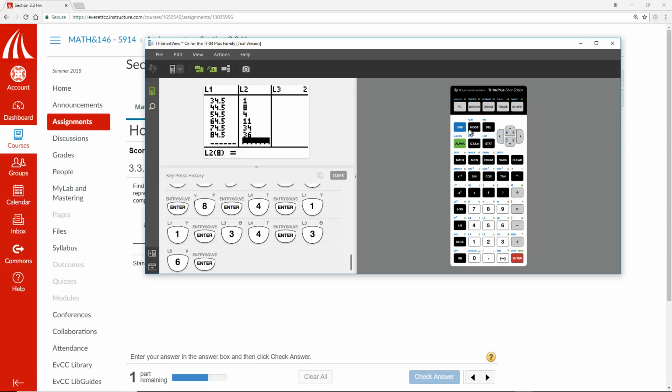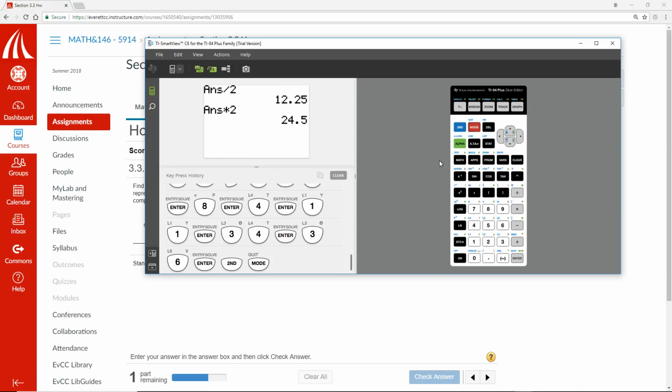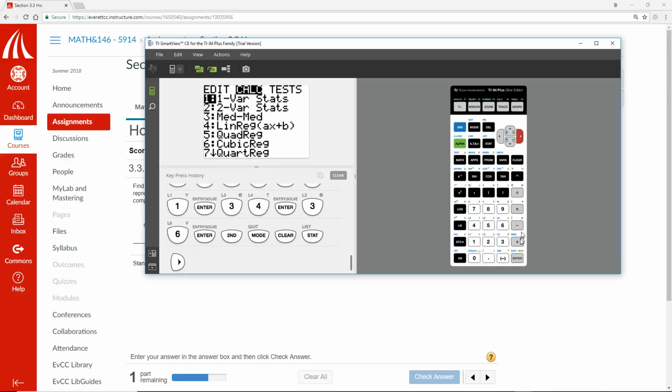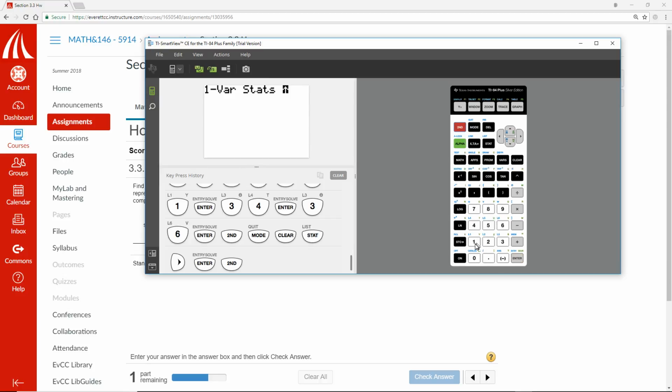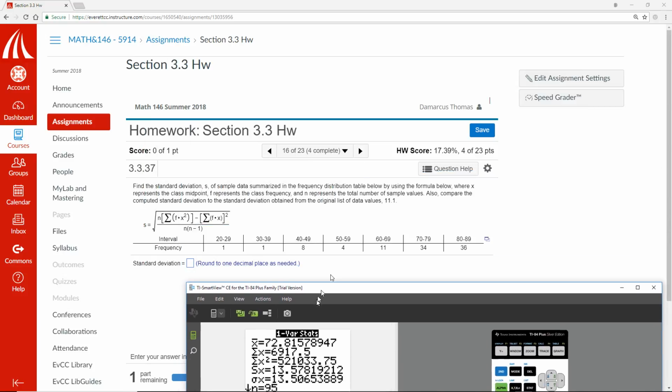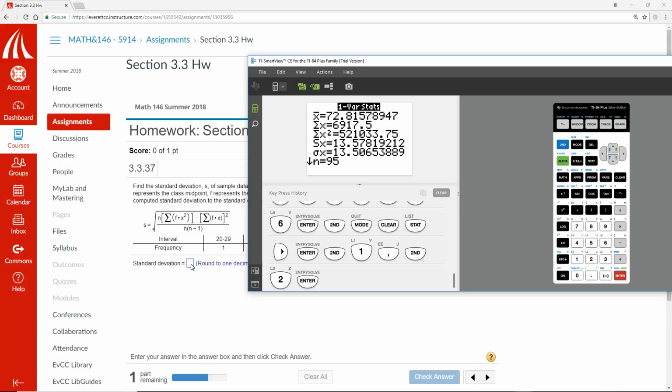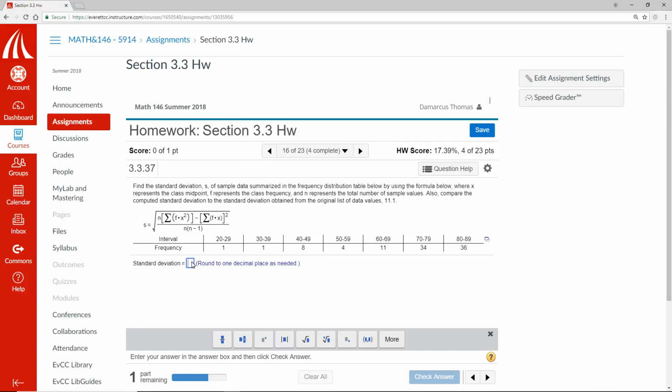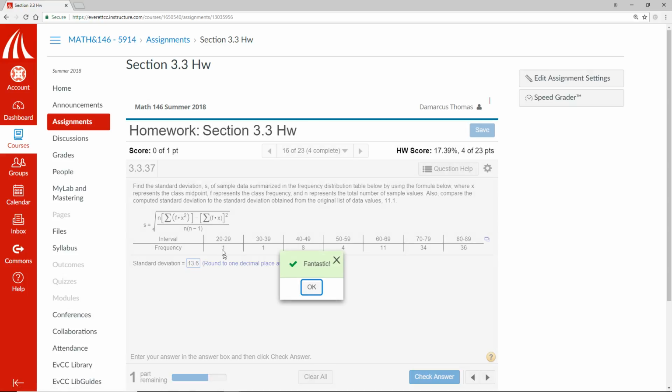All right, looks like we have both of our lists filled. Now what we'll do is go into Stat, Calc, one variable stats, and we'll enter L1, comma L2. And it gives us the mean, the sum of the x's, approximately. Now little sx would be our sample standard deviation. So I got 13.57819212. They want me to round it off to 1 decimal place. So I'm going to get 13.6. Let's see if it likes that. It did.